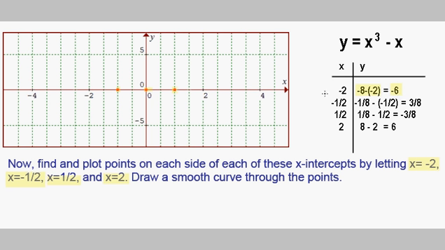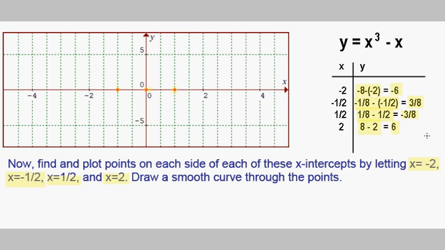We plug in negative 1/2 for x. Negative 1/2 cubed is negative 1/8. And then we subtract a negative 1/2, which is adding a half. So negative 1/8 plus a half, which we can think of as 4/8, results in positive 3/8. When we plug in x equal positive a half, we get 1/8 minus 1/2, which is 1/8 minus 4/8. That makes negative 3/8. And when x equals 2, we get 2 cubed, 8, minus 2, which is 6.